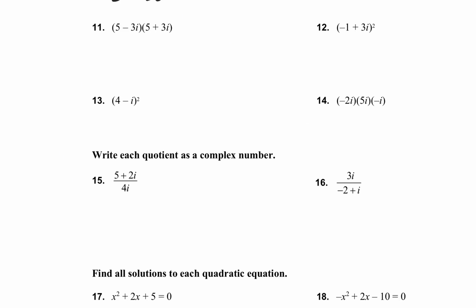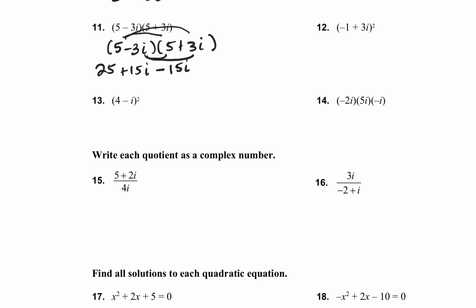Number 11, you're multiplying imaginary numbers. So you have 5 minus 3i times 5 plus 3i. So 5 times 5 is 25. 5 times 3i gives you plus 15i. Negative 3i times 5 gives you negative 15i. And negative 3i times 3i gives you negative 9i squared. So you're left with, this cancels. So you're left with 25 minus 9i squared.